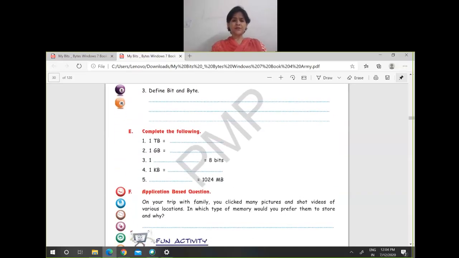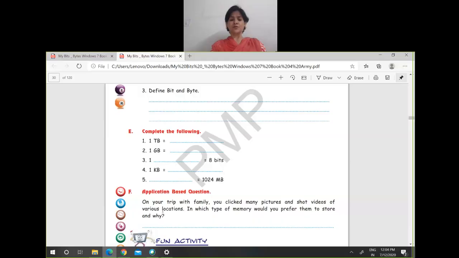So this table I would request you to complete. 1 terabyte is equal to 1024 gigabytes. 1 gigabyte is equal to 1024 megabytes. 1 dash is equal to 8 bits. 1 byte is equal to 8 bits. 1 KB is equal to 1024 bytes. And 1 gigabyte is equal to 1024 megabytes.